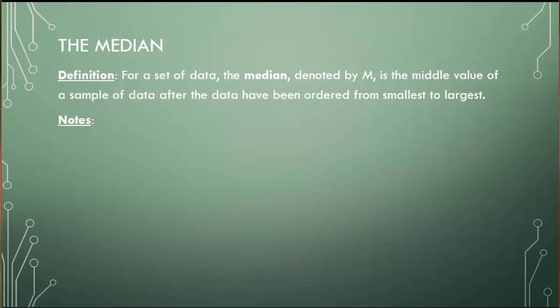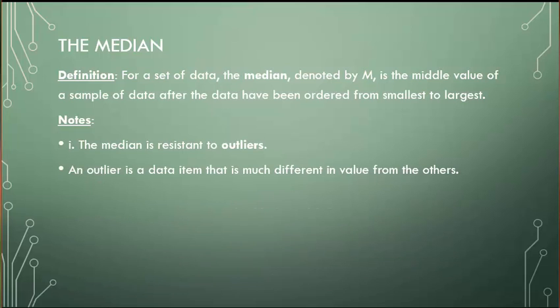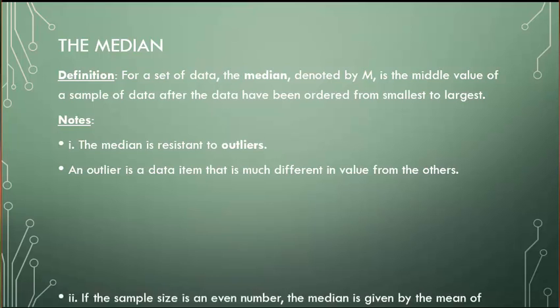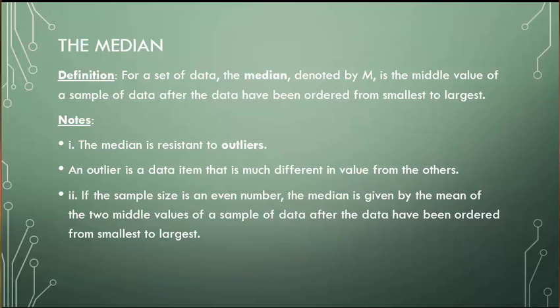Now, a couple notes on the median. One of the advantages that the median has over the mean is that the median is resistant to outliers. And by that, I mean a data item that's a whole lot different than all the other data items. So it resists being thrown off by these outliers because you're throwing out the high and low until you get to the middle. Now, if the sample size is an even number, we have a little calculation to do. We'll rank the data from least to greatest, find the two middle numbers, and then the median will be the mean of those two middle numbers.